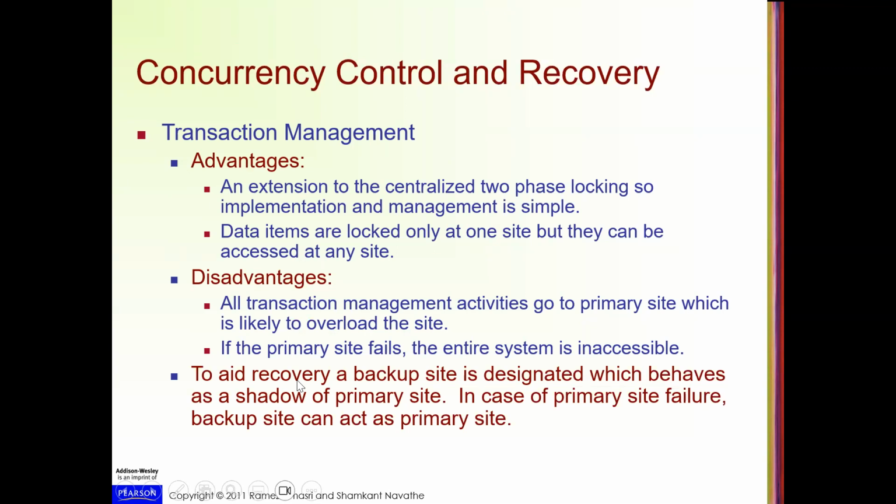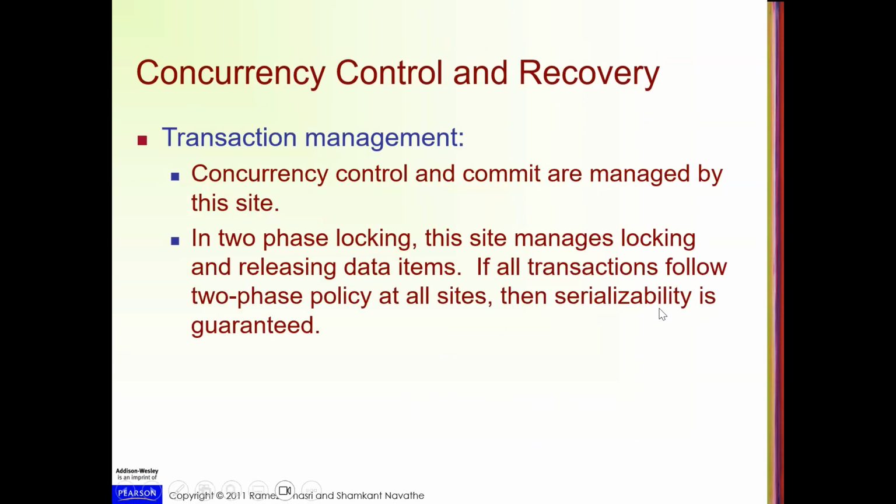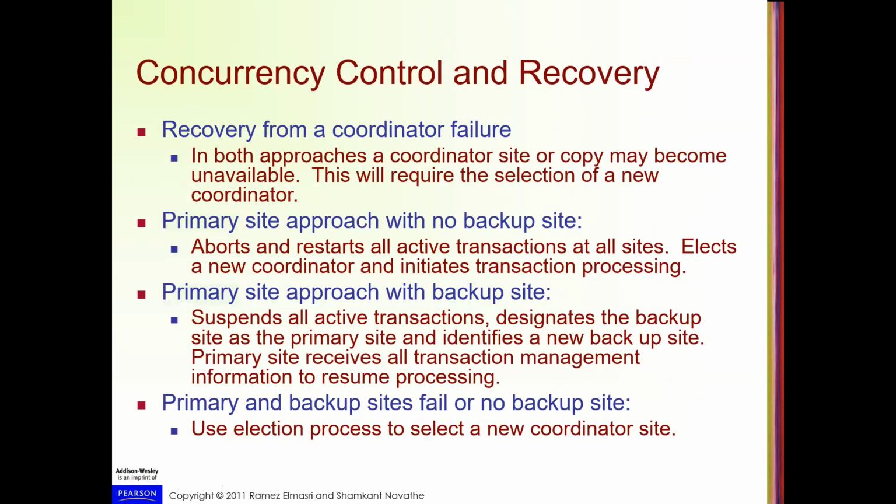To help recovery, a backup site is chosen, which behaves as a shadow for the primary site. In case of primary site failure, the backup site can act as the primary site. So if there is any problem at the primary site, or the primary site stops working, then site one can be made the backup site, and it will now act as the primary site. So this is one of the ways.